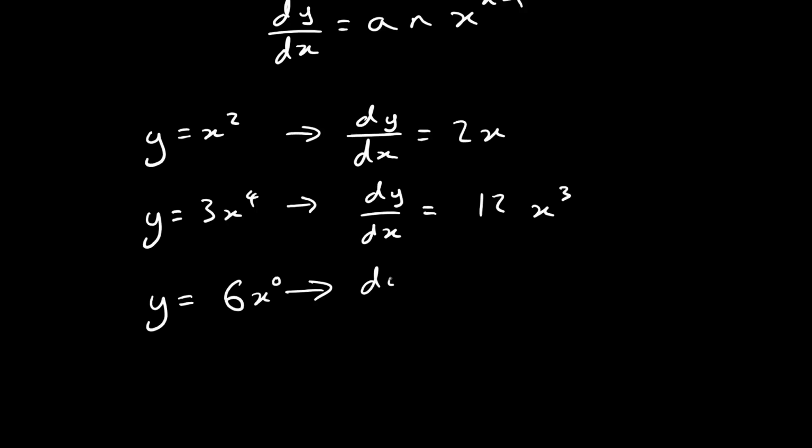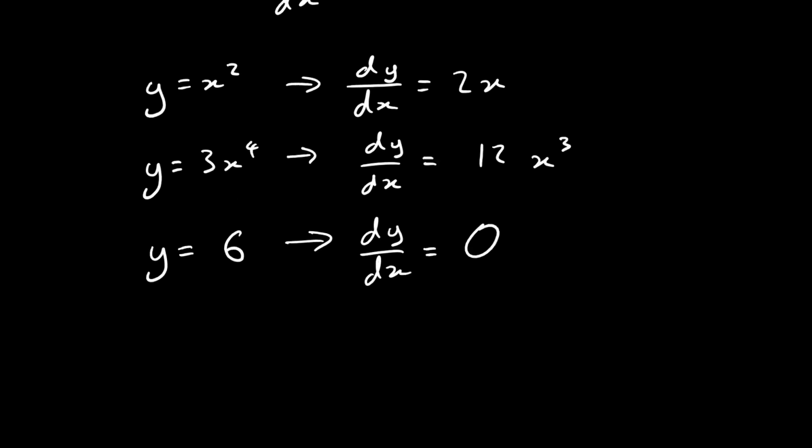The power climbs down at the front when we differentiate. So it's 6 times 0, x to the power of minus 1. Anything times 0 is just 0. So whenever we differentiate a constant, it's just 0. Whenever we differentiate a number, it becomes 0.